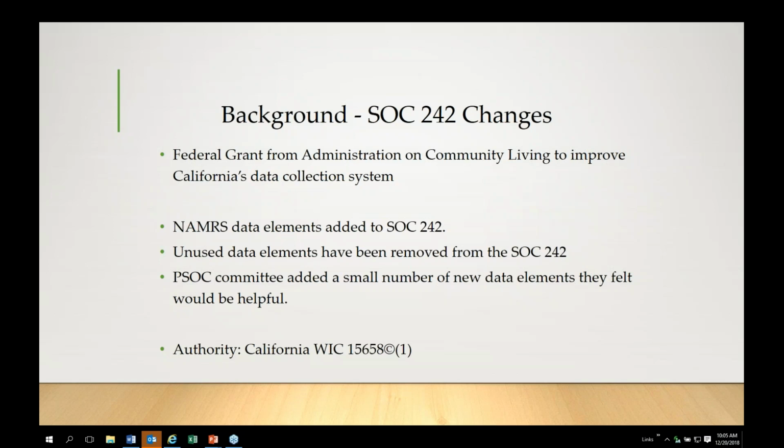I think about 10 total that the PSOC committee thought were over and above what NAMRS were asking for that they thought would be useful. So one of those, for example, that we'll come up to is hoarding. How many hoarding cases are you dealing with? Because we know those are really tough cases. They're time intensive, and we wanted to capture that. So there, we did add a few things above and beyond NAMRS, but not a lot.